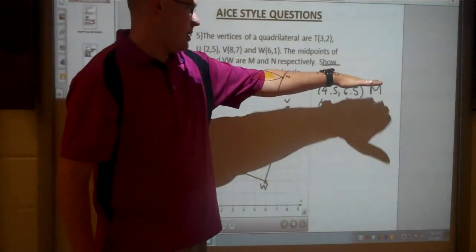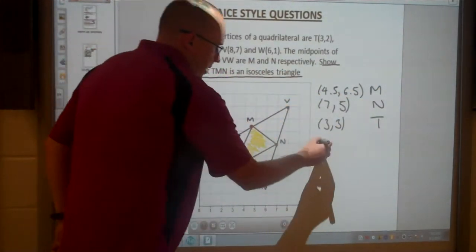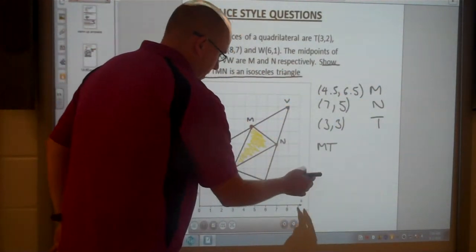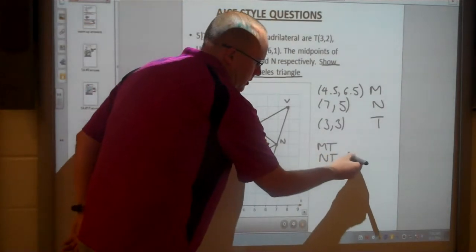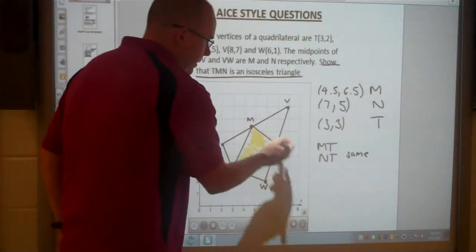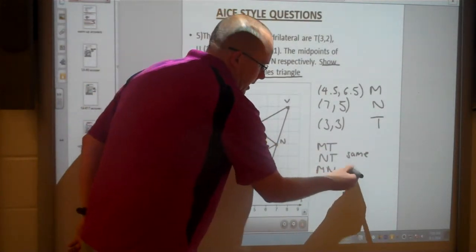So at this point, go ahead and find the lengths of two sides, and I'm not going to do this part because it's just using that distance formula again, but these two should be the same. And clearly from the picture here, you can see that MN is different.